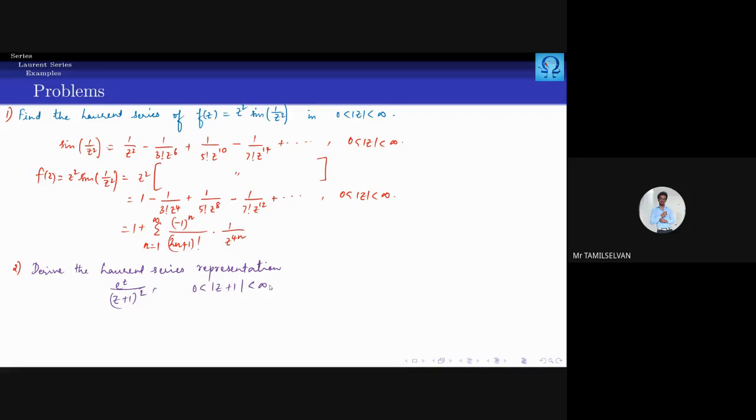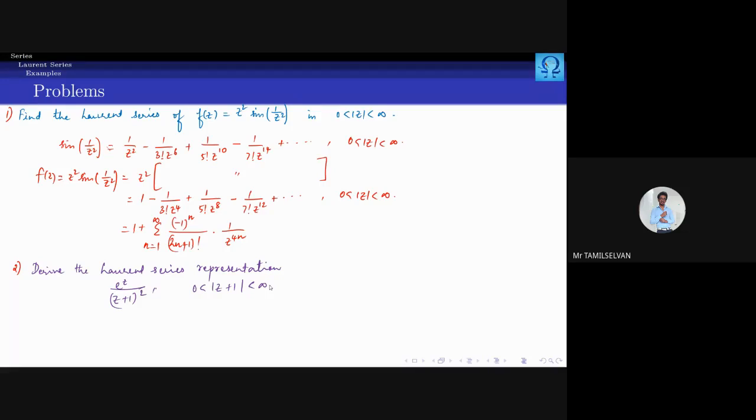What is the region? Guys, what is the region here? Is this the entire complex plane, or some point is removed from the complex plane? Some points are removed, sir. Okay, some points are removed. What point is removed? The -1. -1 is removed from the complex plane.